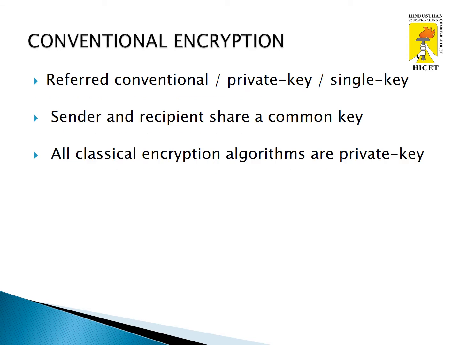First one, conventional encryption. Conventional encryption is also referred to as private key encryption or single key encryption. Sender and recipient share a common key. That is, in conventional encryption, both the sender and the receiver will use the same key to encrypt and to decrypt the text. Here all the classical encryption algorithms are private key.